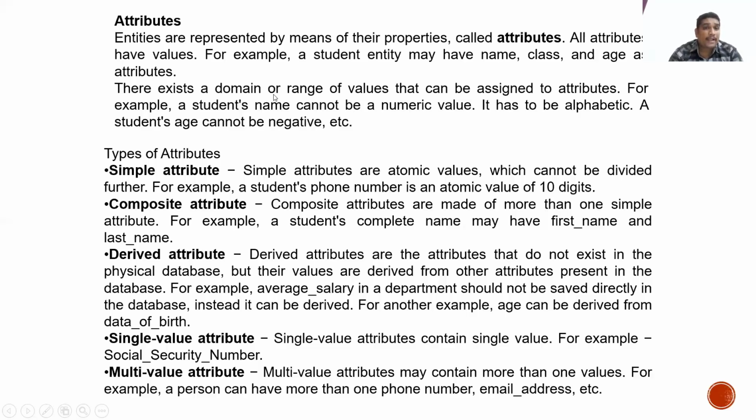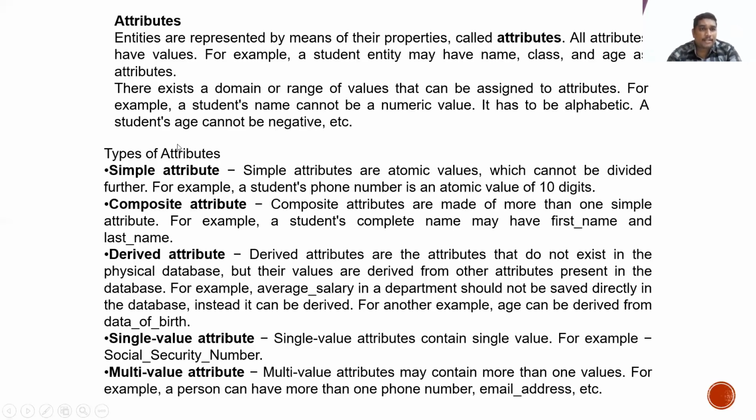So there exists a domain or range of values that can be assigned to attributes. The domain or range means, for example, a student name cannot be a numeric value. If you represent a particular attribute, we have some constraint: whether it should be a numeric value or a combination of varchar values. It has to be alphabetic. A student's age cannot be negative. If you take age as a particular attribute, we don't represent that value as a negative value. If you take the name value, it should not be given as a numeric value. I hope you understand.